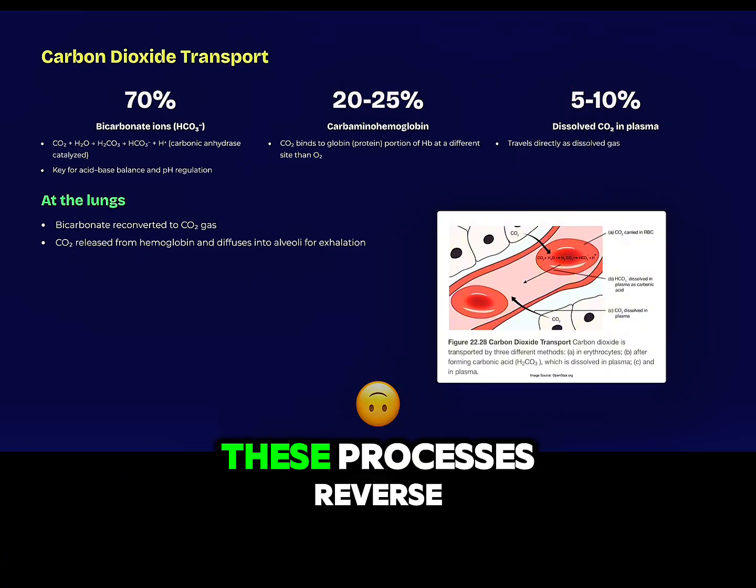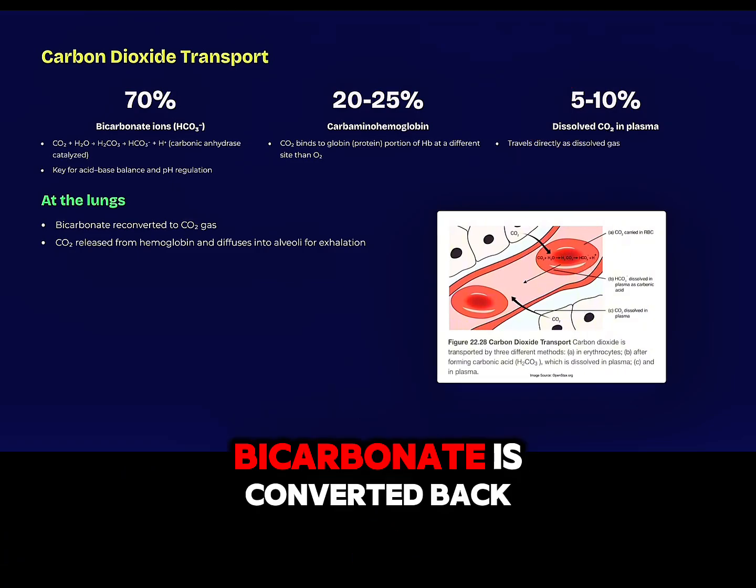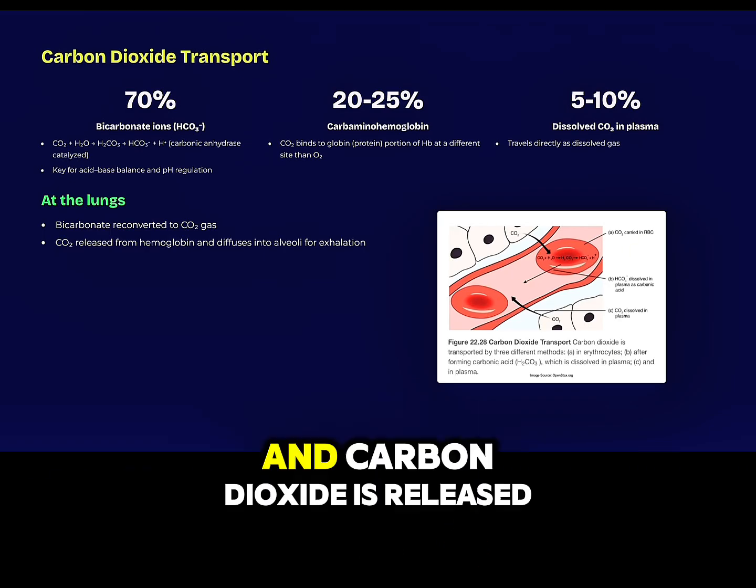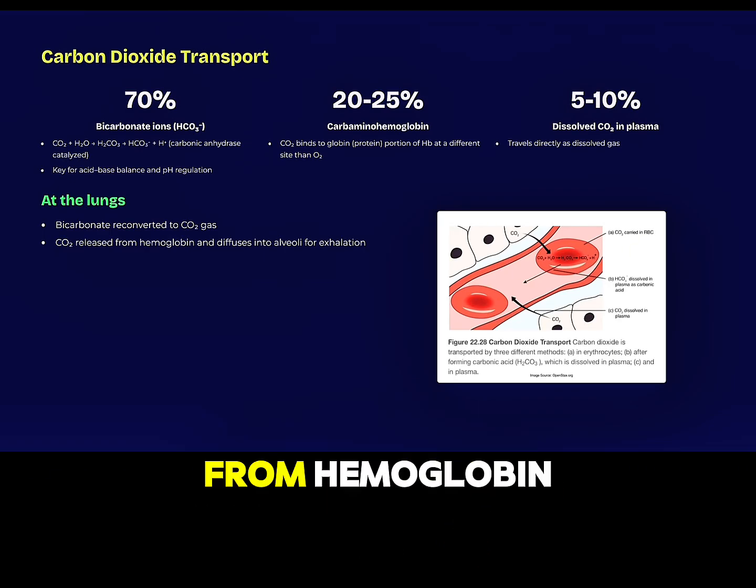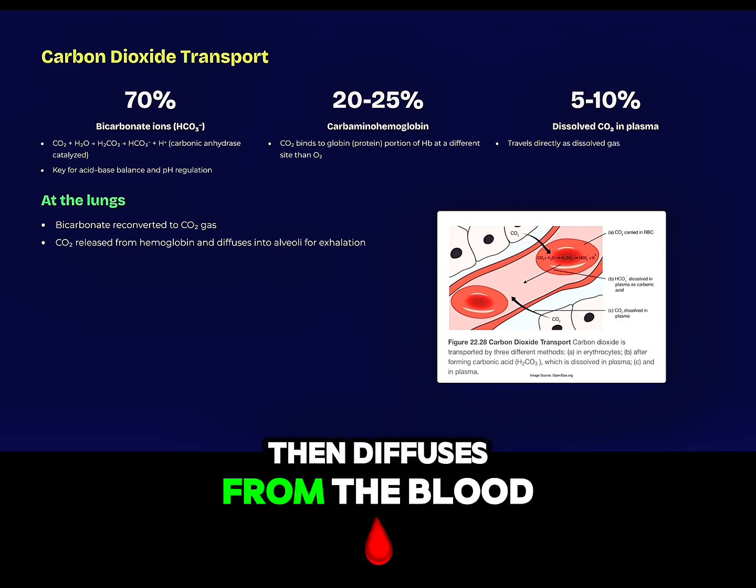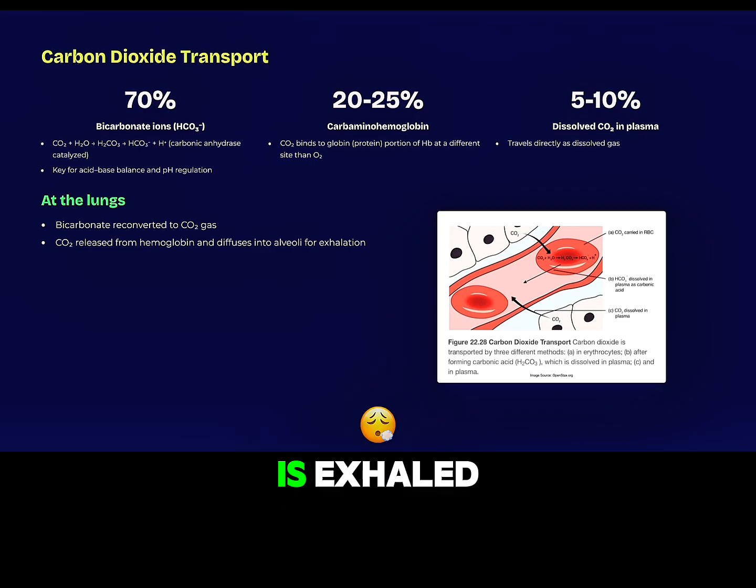At the lungs, these processes reverse. Bicarbonate is converted back to carbon dioxide gas in red blood cells, and carbon dioxide is released from hemoglobin. The resulting carbon dioxide then diffuses from the blood into the alveoli and is exhaled.